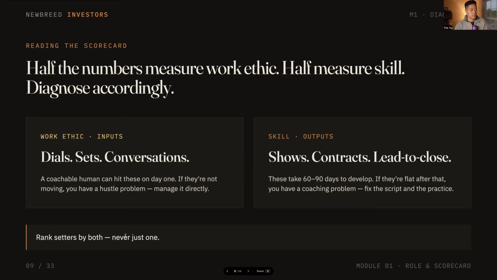And you want to rank your setters by both metrics, not just one. Obviously, you're going to grade them by effort, and then you're going to grade them by skill. And then you're going to figure out if they're going to be a good fit for you guys long term.